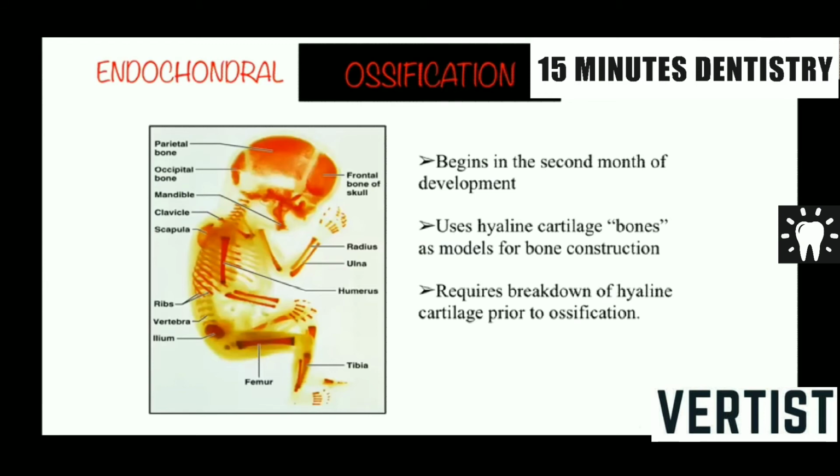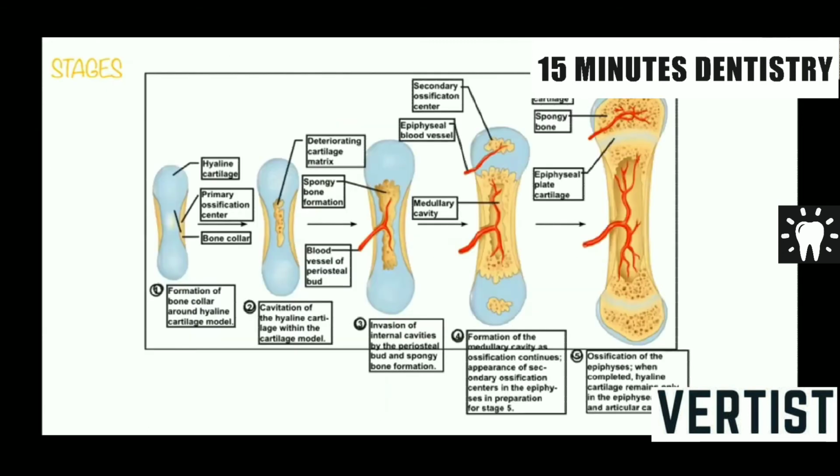The second type of bone, how it is formed, is by endochondral ossification. Now this begins again in the second month of development. It is basically the hyaline cartilage which further calcifies and forms the endochondral bone. You can see here the stages of formation of the bone collar around the hyaline cartilage model, and then the cavitation which happens, invasion of internal cavities, periosteal bud and spongy bone formation, and then finally the secondary ossification centers start developing, and you have the complete bone formation.